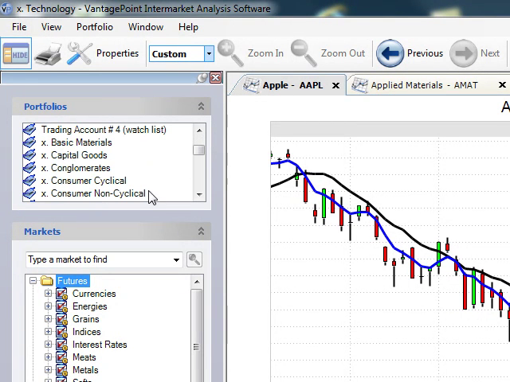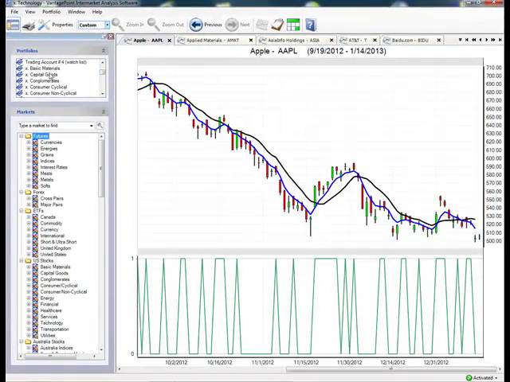Underneath that, I've set up a portfolio for each of the various sectors. When I'm looking for a fresh new opportunity, what I want to do is identify which sectors I'm looking for movement in, momentum in, and then looking for the best stocks in those specific sectors. So I've set up one portfolio for each of the various sectors: basic materials, capital goods, conglomerates, and so forth.